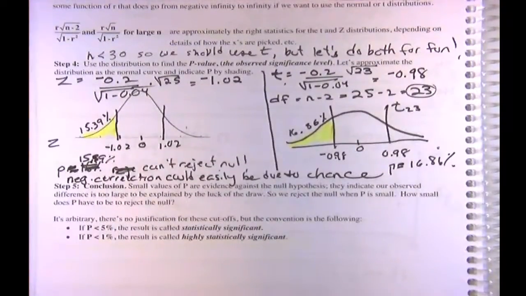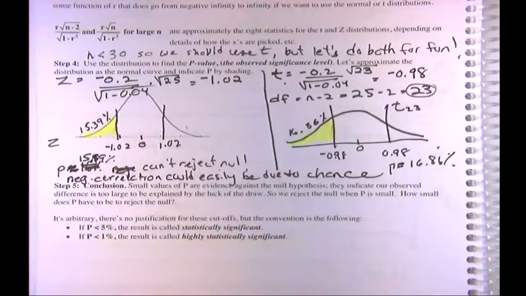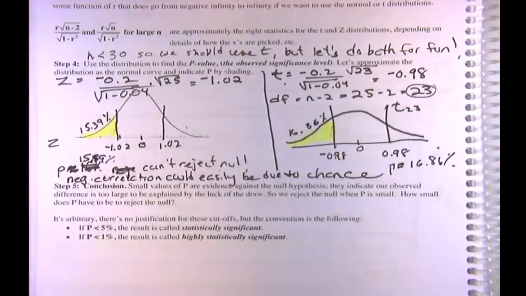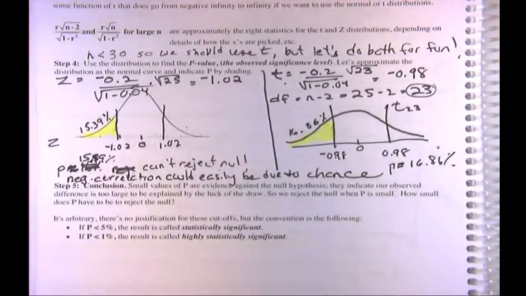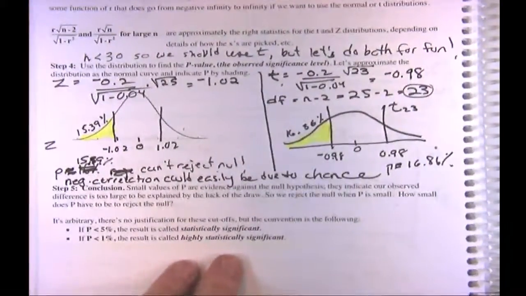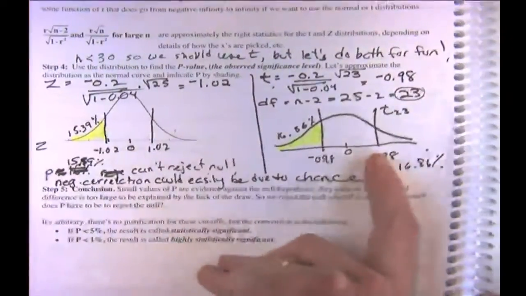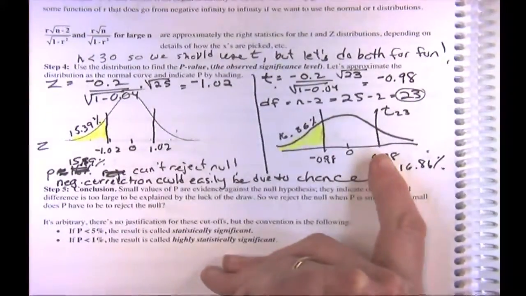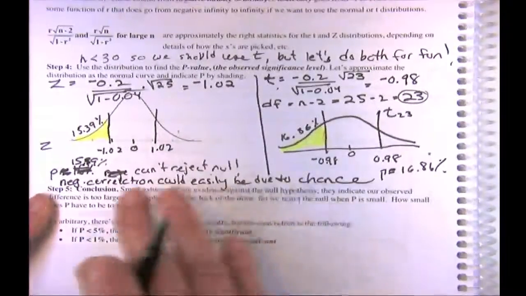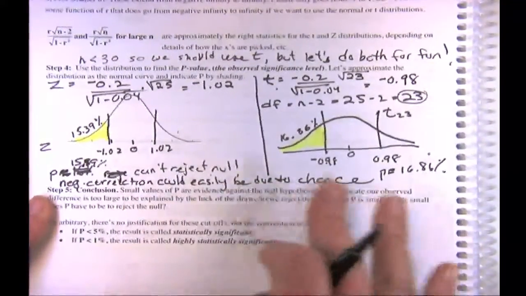Yeah? So for an exam or just homework questions, if n is less than 30, we're going to use the t-value. Yeah, for this. We have to make these cutoffs, but basically it's a gradual thing, but that's how we're going to do it. All right. Okay, let's see what's next. Okay, so you can't reject the null. The negative correlation could easily be due to chance.